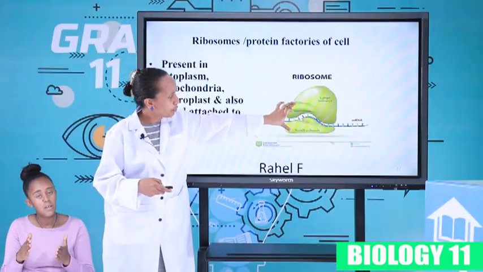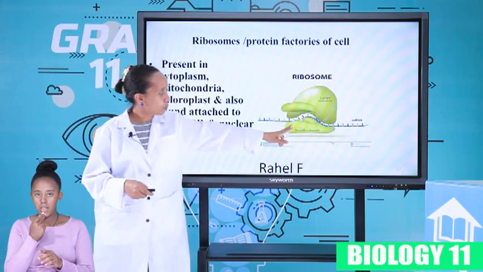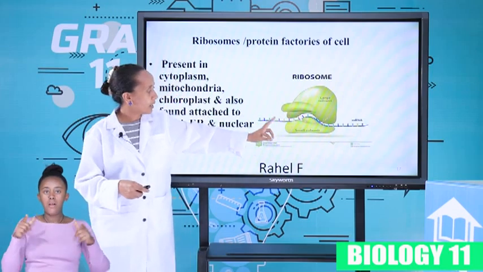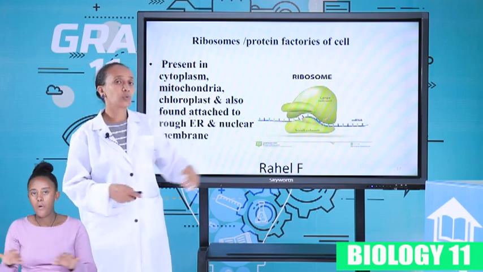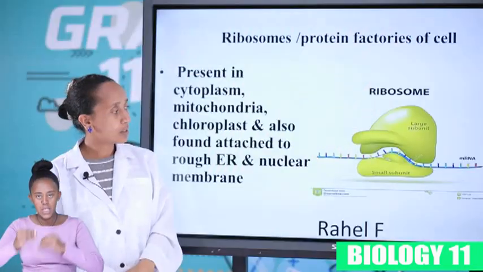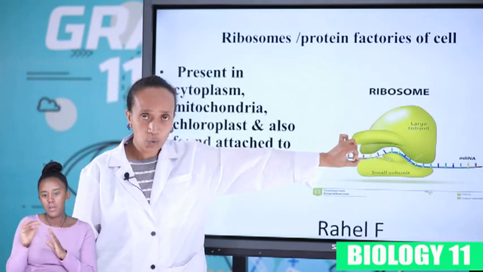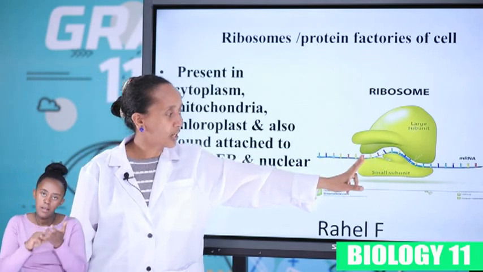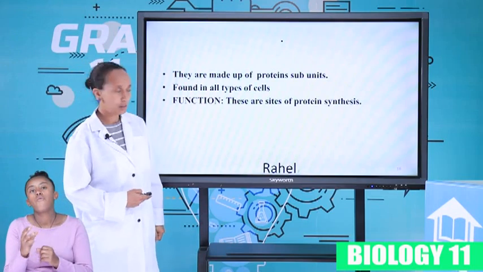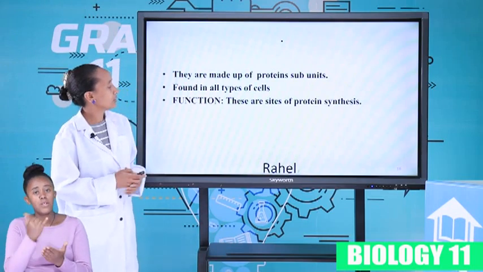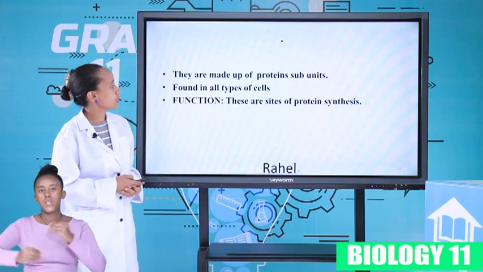Structurally, ribosomes have two protein subunits, a small subunit and a large subunit, and their main function, as the name indicates, is protein synthesis. When protein synthesis takes place, the large subunit and the small subunit come together and read the messenger RNA and lead to the formation of proteins. Therefore, their main function is to be the site of protein synthesis.